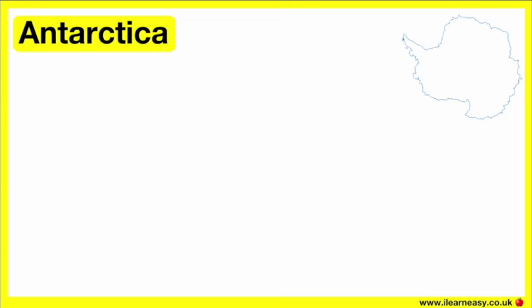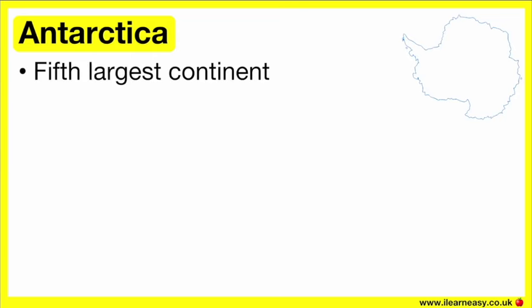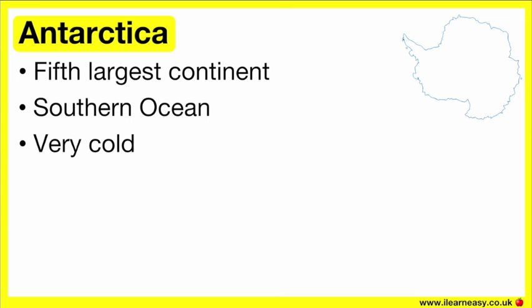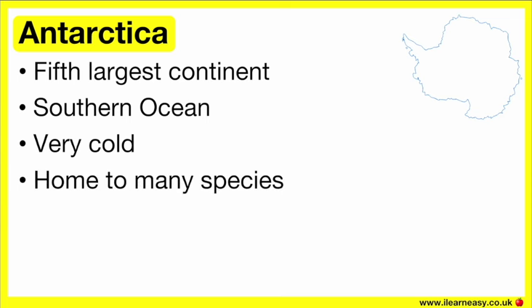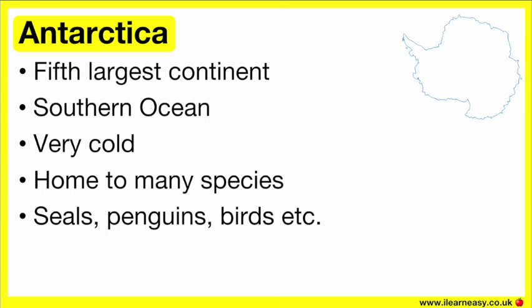Antarctica. Antarctica is the fifth largest continent. This continent is surrounded by the Southern Ocean. The temperature in Antarctica is very cold, and most of it is covered in ice. Antarctica is home to many species, such as seals, penguins, birds, and many animals.